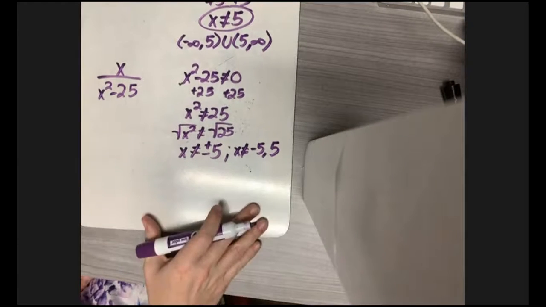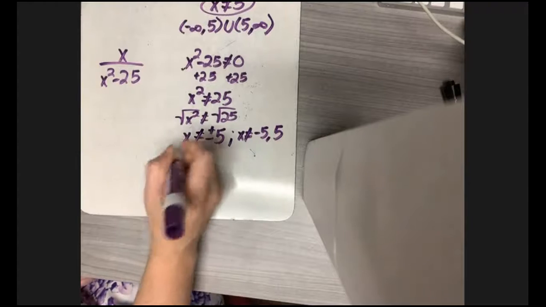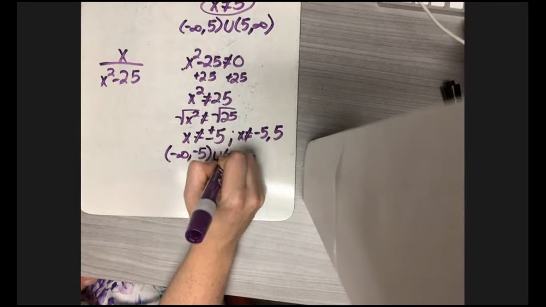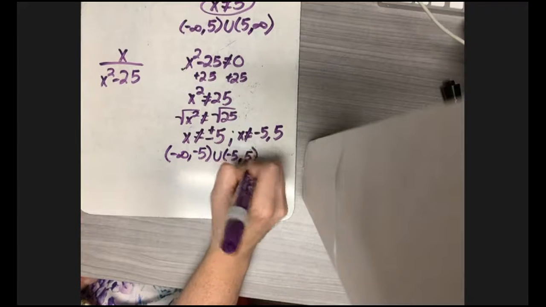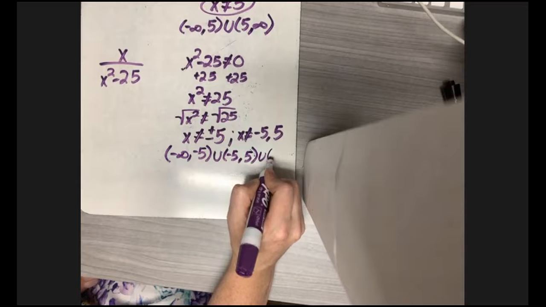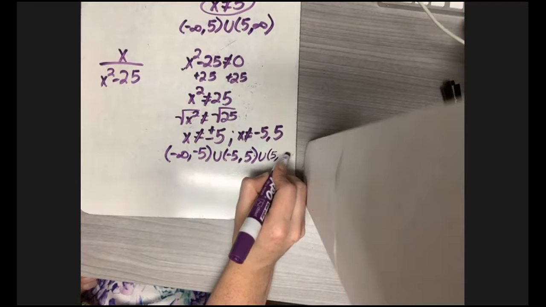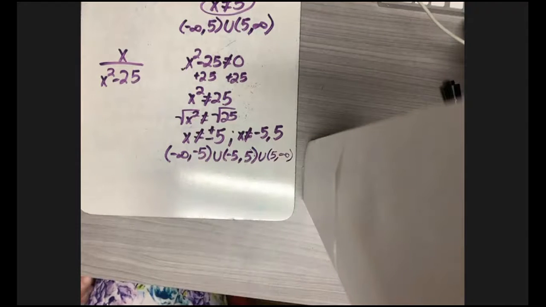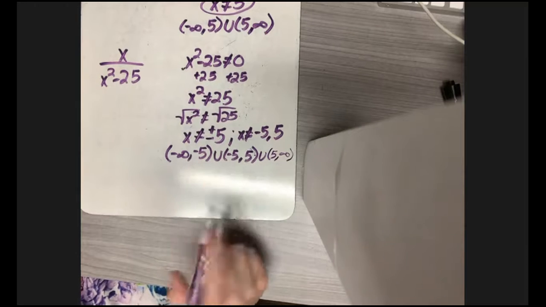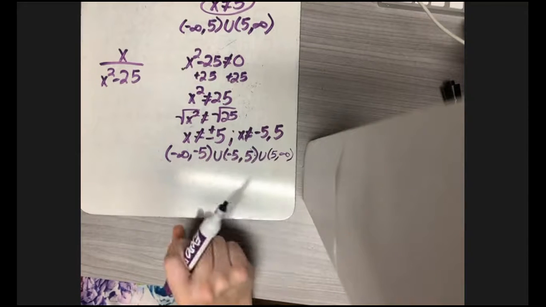They'll just list them. If we were going to talk about interval notation, we would have negative infinity to negative 5, unioned with negative 5 to 5, unioned with 5 to infinity. So we'd have one that looks like that. Again, every place we see a union, that's where we're kicking out a value or a number. Okay, so let's look at one more that you may come across or similar to.